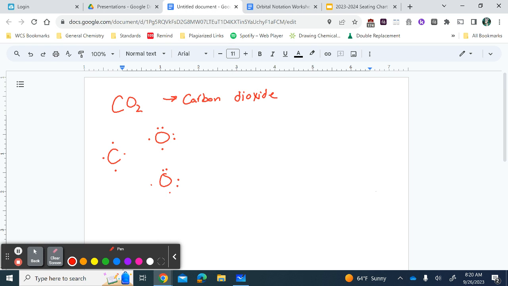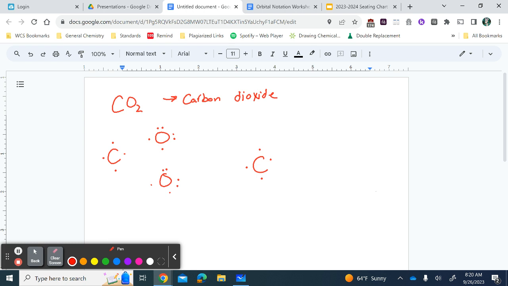The first question we ask ourselves is which atom is going to go in the middle, or which one has the most unpaired electrons? Each oxygen atom has 2 unpaired electrons, and the carbon atom has 4 unpaired electrons. So our carbon is going to go in the middle with its 4 electrons.